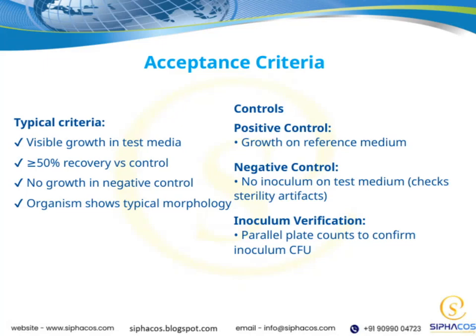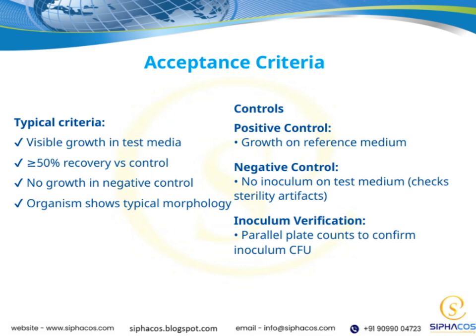Let's talk about the controls involved in this process. First, we have the positive control, which is simply growth on the reference medium. This confirms that our test system is capable of supporting microbial growth under expected conditions. Next, there's the negative control, which involves no inoculum on the test medium. This step is crucial because it helps us check for any sterility artifacts or contamination that could skew our results.